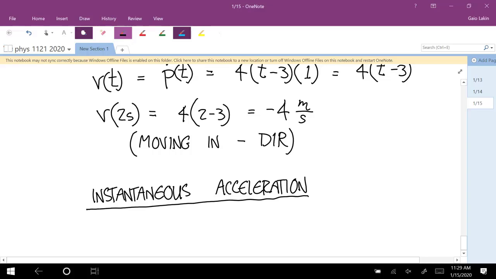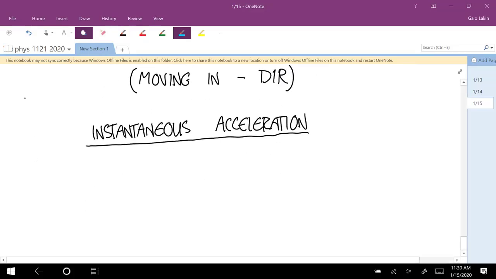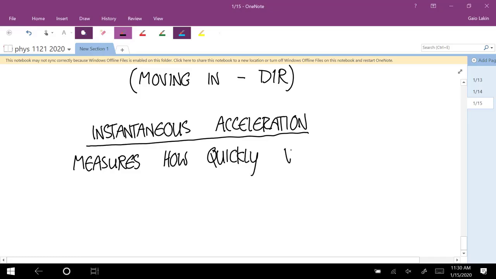And just like velocity is a measurement of how quickly the position is changing, the acceleration is a measure of how quickly the velocity is changing. So it measures how quickly the velocity is changing.